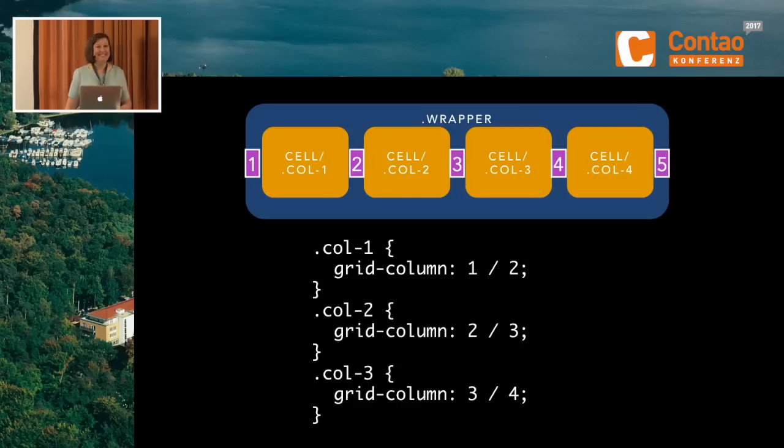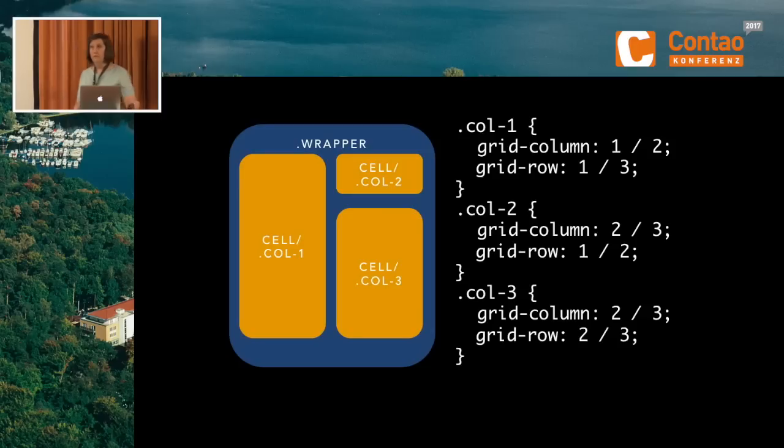We count. So column 1 goes from 1 to 2. So the column goes from 1 to 2. Make sense? 2 to 3, 3 to 4. How about this one here? What is its value? 4/5. Okay. Make sense? So if we have something like this, we can also specify the rows in the same way. So we have the column, say for column 1 here, it goes from 1 to 2, but it goes all the way down from 1, 2, 3.